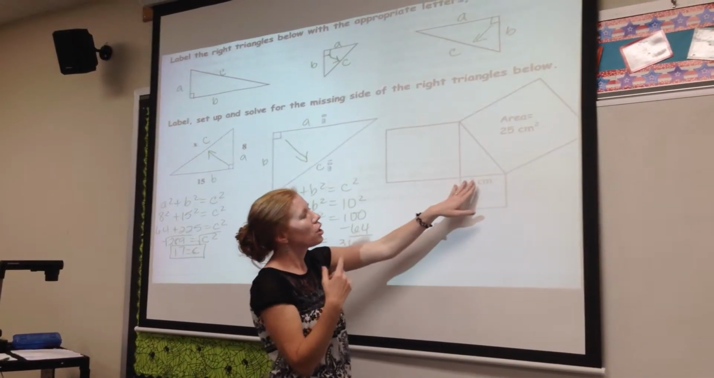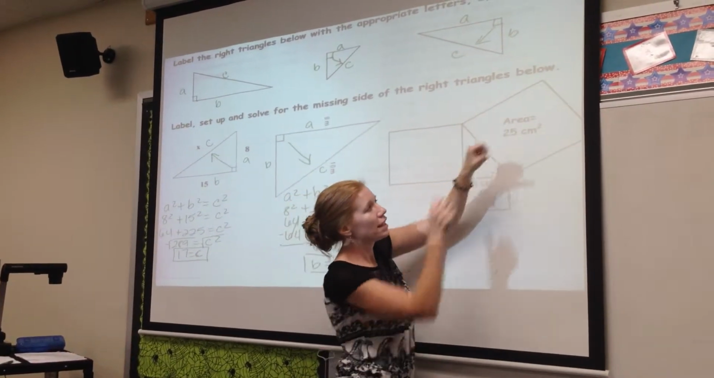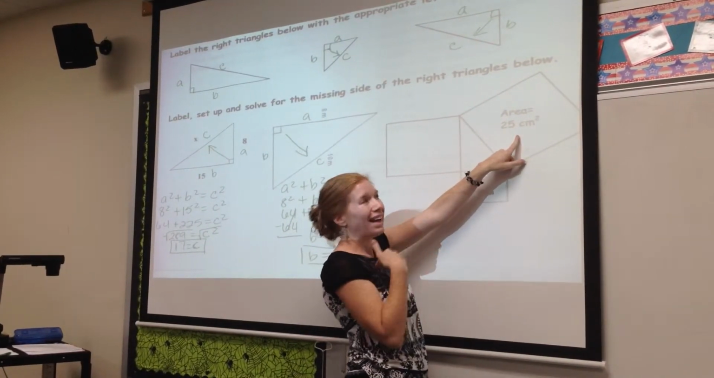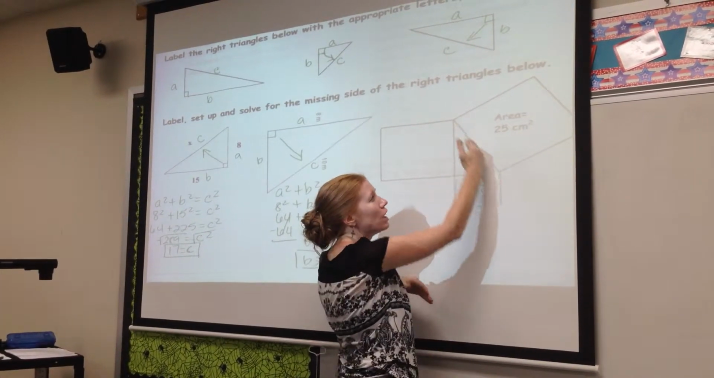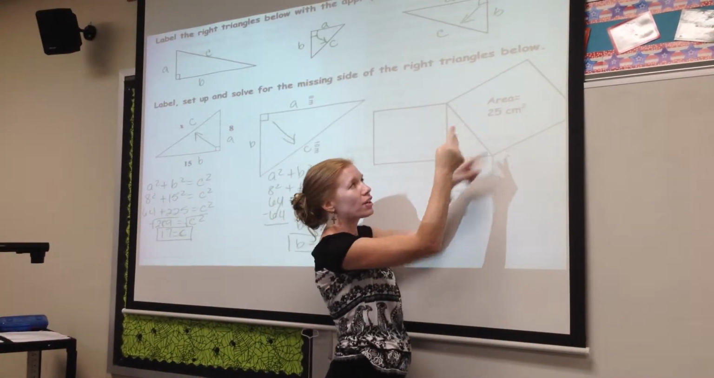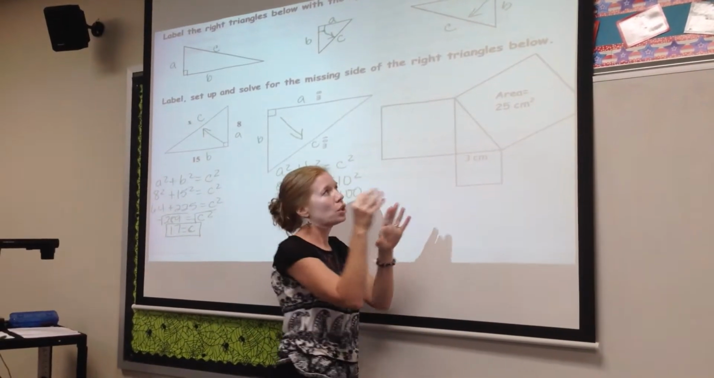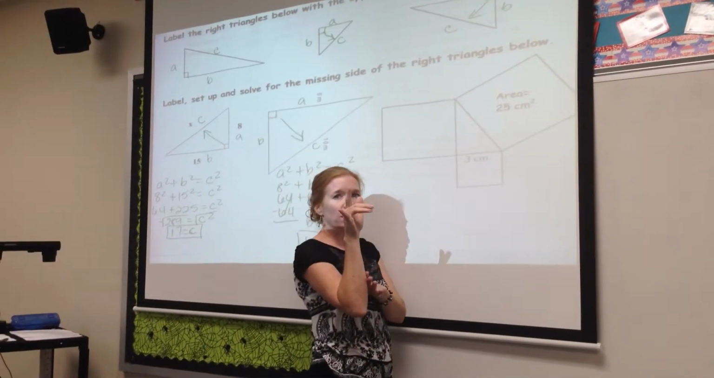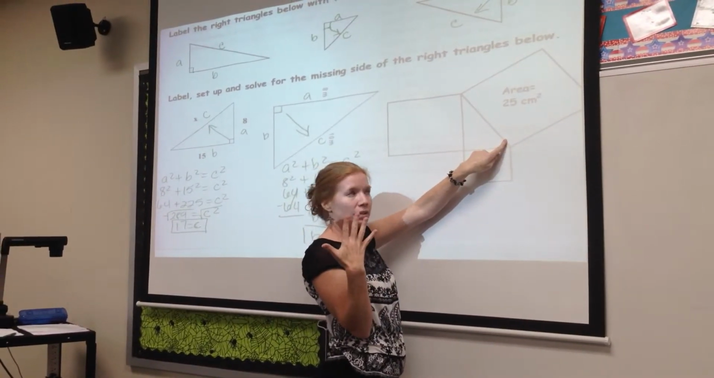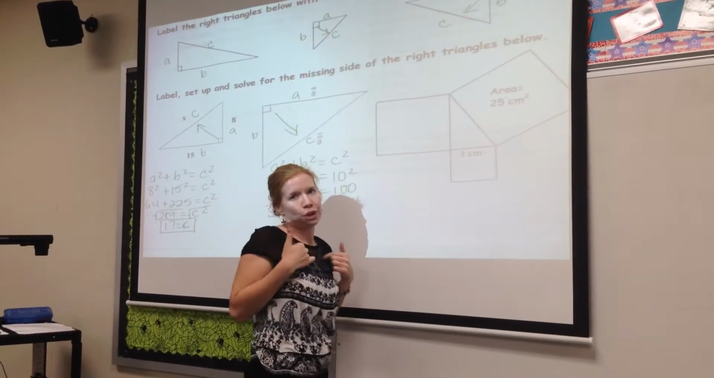All right, so now this one's a little bit different. This one tells me the area for that square is 25. I need to figure out how much is one side. Okay, if this area is a squared number, all I need to do is figure out the square root. So the square root of 25 is 5. So this side equals 5. Okay, this side is 3. This is the number I don't know.